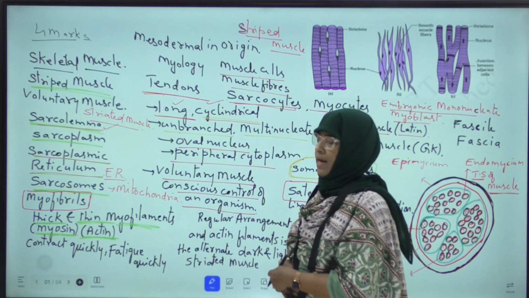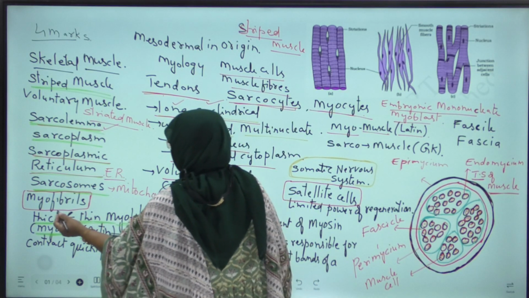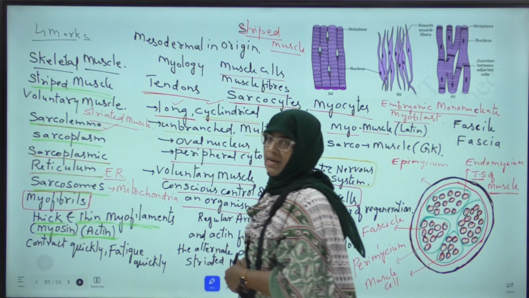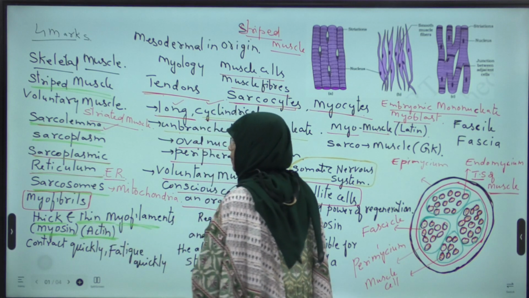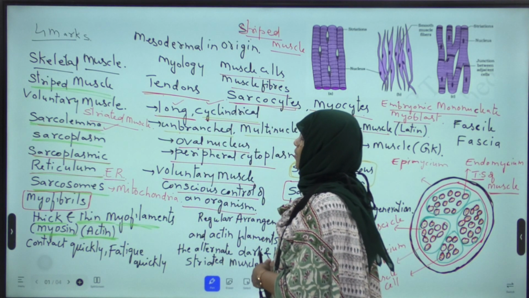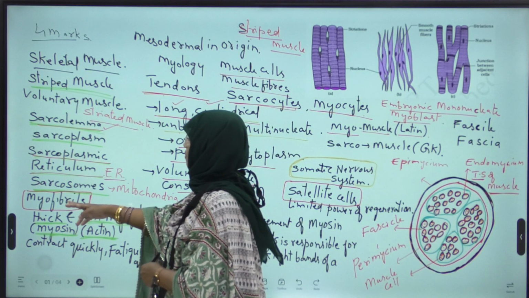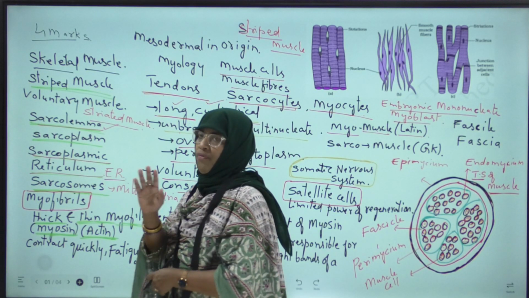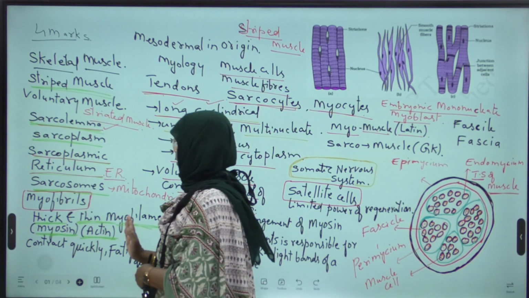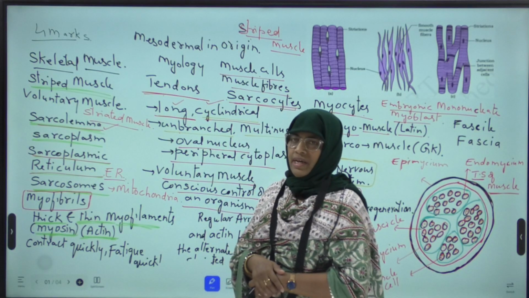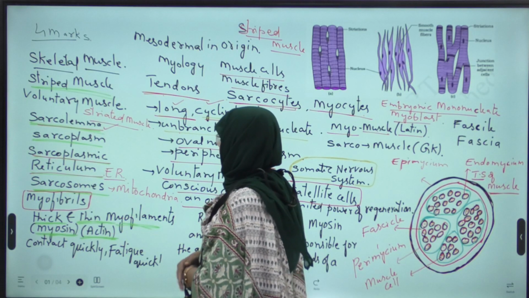In these myofibrils, many thick and thin myofilaments are present. The thick filaments are made up of myosin protein, and thin myofilaments are made up of actin protein. Inside the sarcoplasm, many myofibrils are present. These myofibrils have thick and thin myofilaments, made up of myosin and actin respectively.